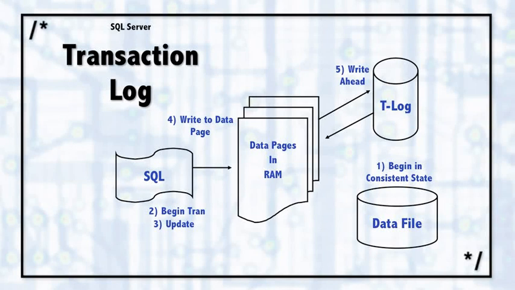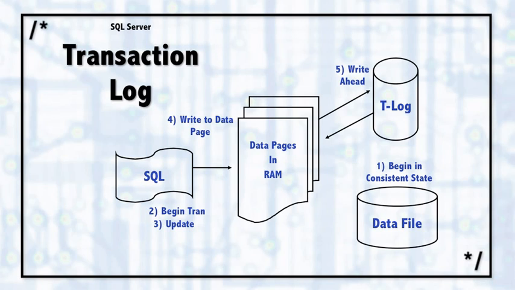Following step 3 with the update, there's a whole lot of work that takes place as far as checking all of the constraints, running the triggers, those types of things. But in the end, the data is written to the data page in memory. And notice that the data page probably already started out in memory because the memory buffer does such a good job of preloading pages into memory.